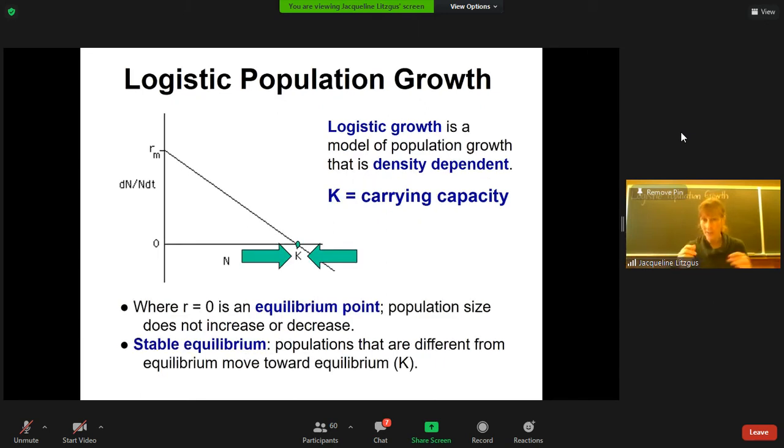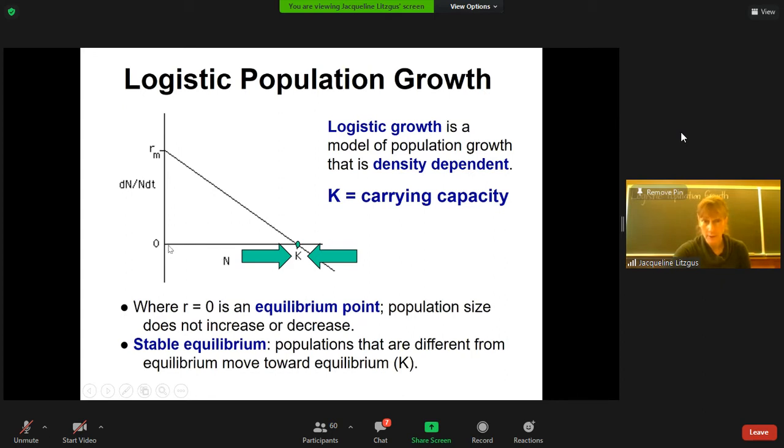Okay, so this is the same graphic, but now I've added some arrows because I want to talk about what's happening here. On the graph, you can notice that per capita growth rate value, that little r value, is a positive value at small population sizes.